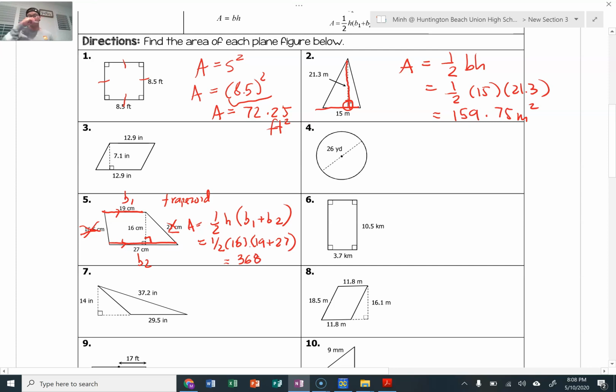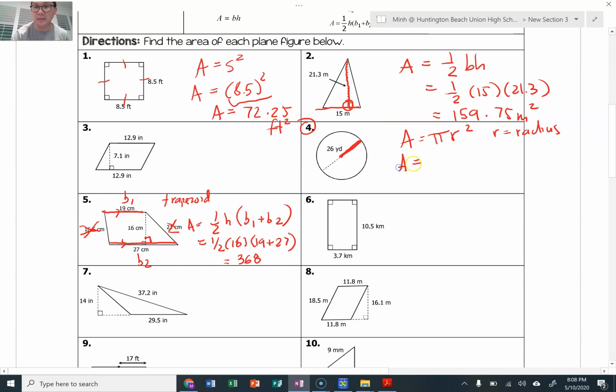All right, 368. All right, last one for this type of problem. Let's go back to number 4. We're circling around because we need to talk about circles. Circles are pretty simple. The area of a circle is area is equal to pi r squared. What the r stands for is your radius. And your radius is always going to be from the center to the side right over here. So this is your radius.